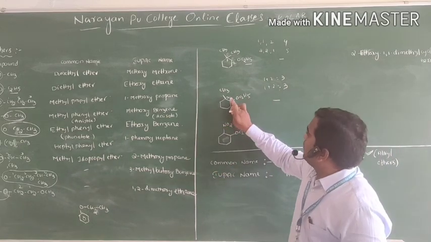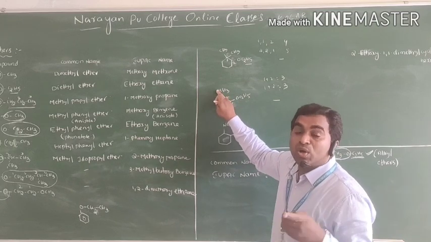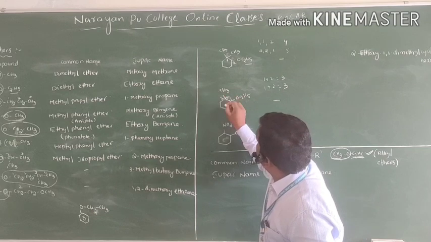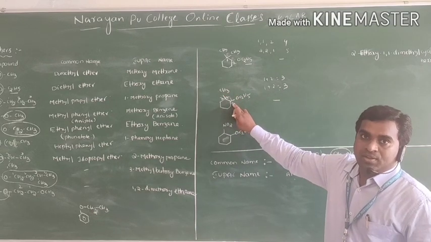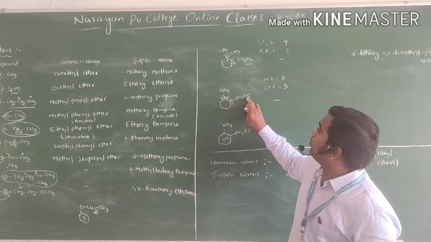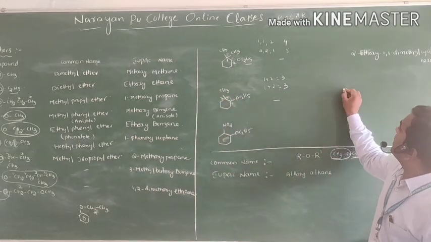Here what will you get? Ethoxy, E. And here what will you get? Methyl. Which one comes first in alphabetical order? E. So that's why you have to give the numbering from this one. Previously you see here 1, 2. But now 1 we have given to the ethoxy and 2 we have given to the methyl. So what is the IUPAC name here?